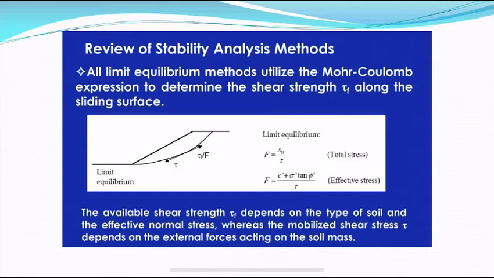Basically, the available shear strength tau f depends on the type of soil and the effective normal stress, whereas the mobilized shear strength tau depends upon the external forces acting on the soil mass, that is the self weight of the soil, which are called geostatic conditions, as well as any external loading on the crest of the slope. Crest means the top of the slope, which also acts as a destabilizing or disturbing force.